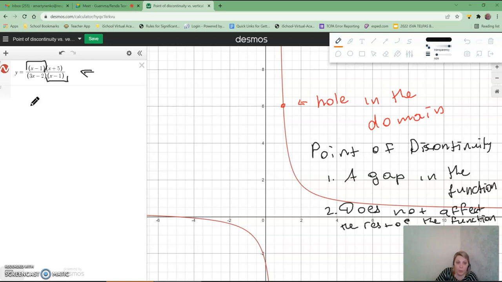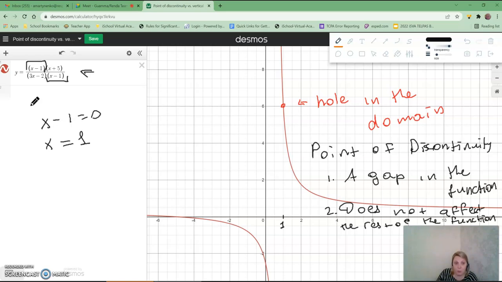So what are you going to do? You're going to set this expression equal to 0, and you're going to solve it. And this is x equals 1. So at x equals 1, I have my point of discontinuity. You can see it very clearly. Awesome. So this is how you find your point of discontinuity.